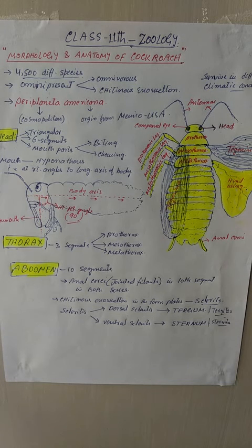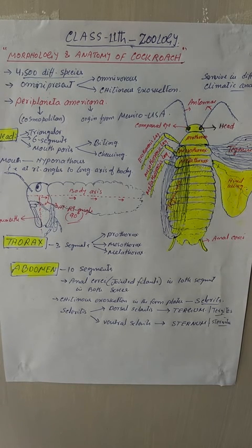Now, this animal is basically a nocturnal omnivore. It destroys the food material and contaminates it with its excreta. Hence, they are called pests. These cockroaches also transmit a variety of bacterial diseases by contaminating the food material. This was all about the morphological aspects of this insect.